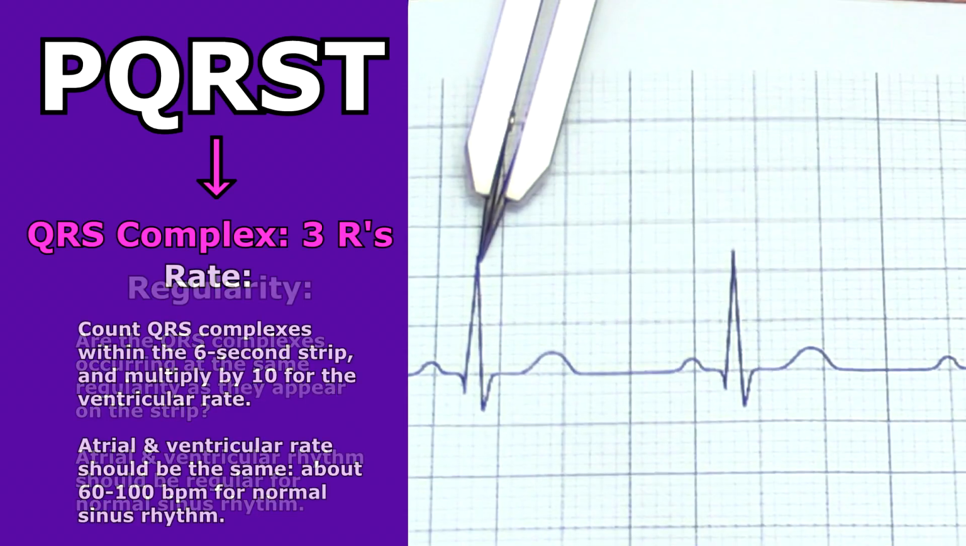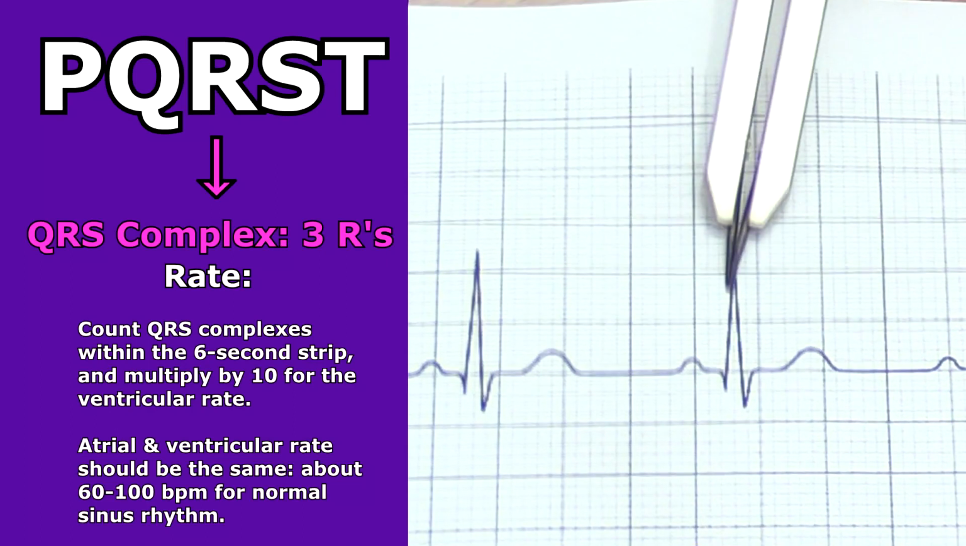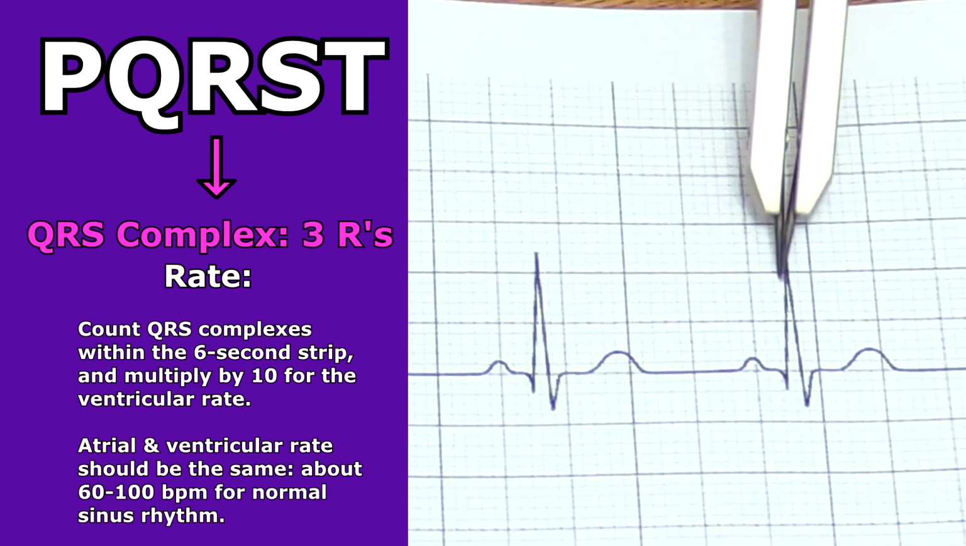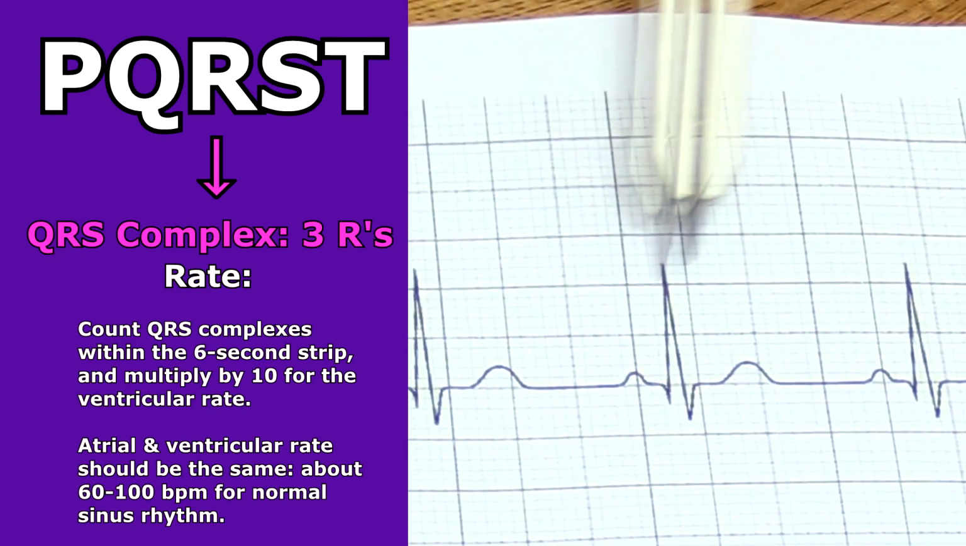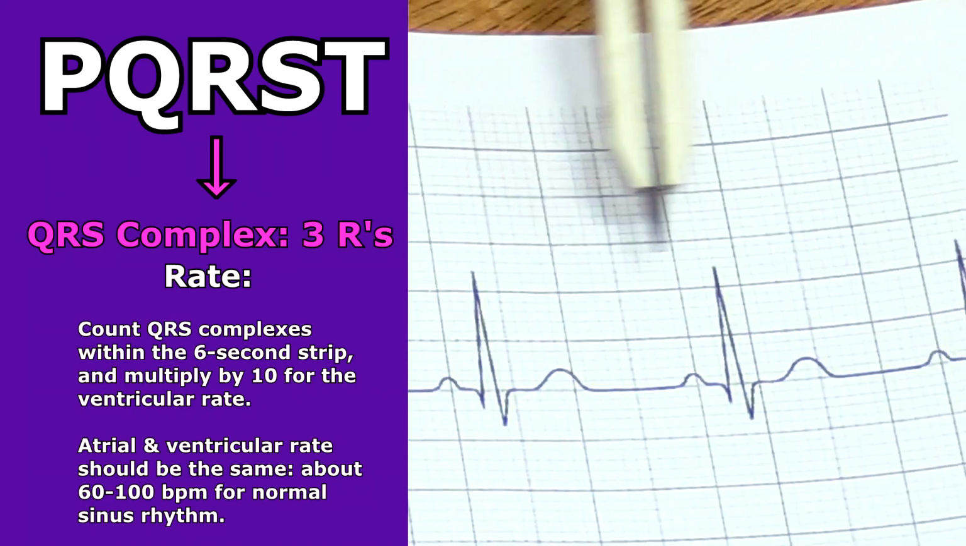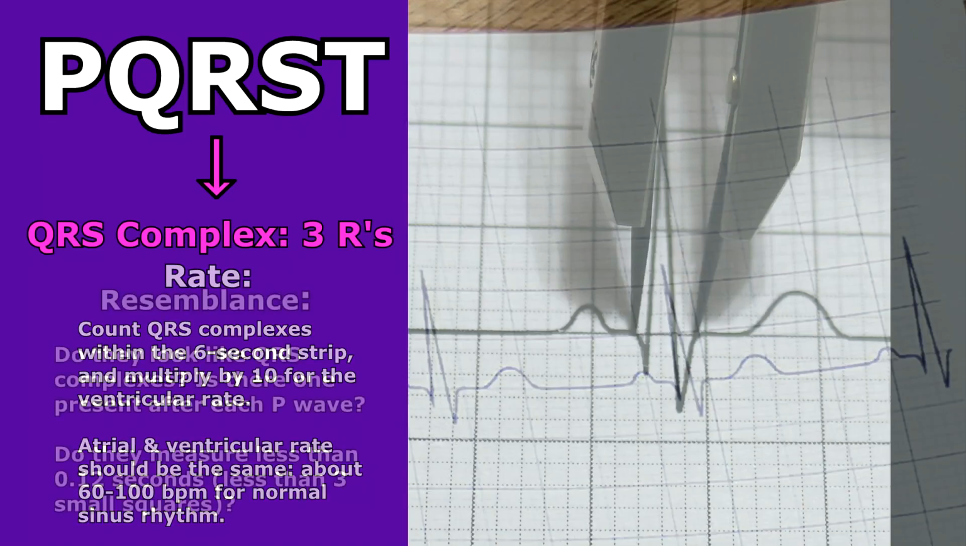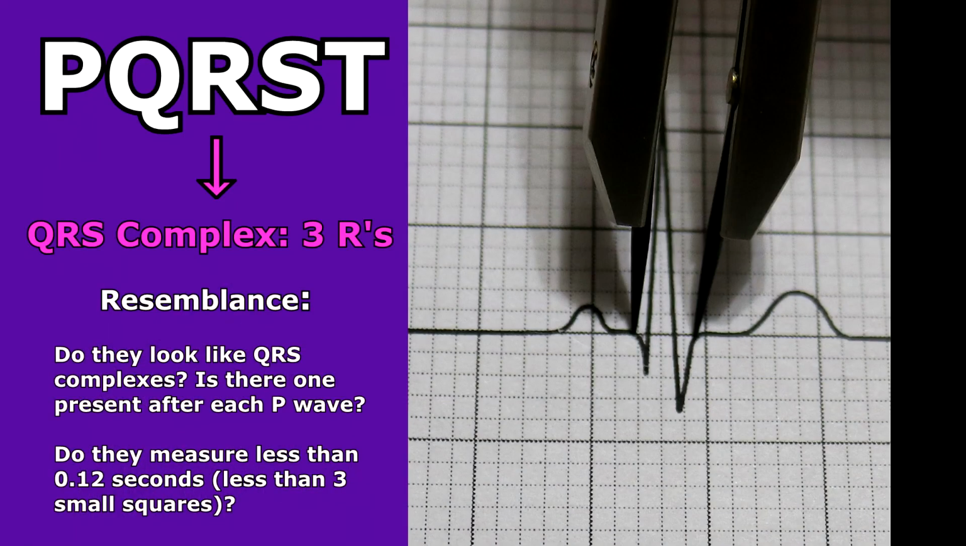Then look at the rate of the QRS complex within that 6 second strip. Count those complexes and multiply by 10. This is the ventricular rate. The atrial rate and the ventricular rate should be the same, around 60 to 100 beats per minute for normal sinus rhythm. And lastly, resemblance. How do they look? Do they look like QRS complexes? Is there one present after each P wave? They don't measure any more than 0.12 seconds, so less than 3 boxes.